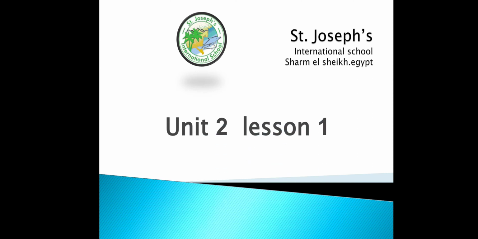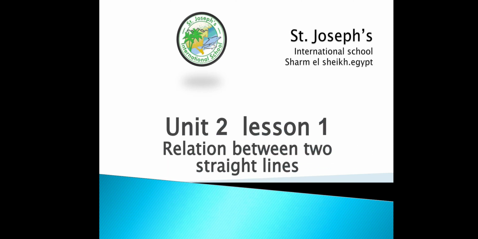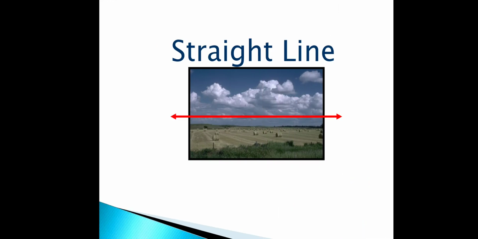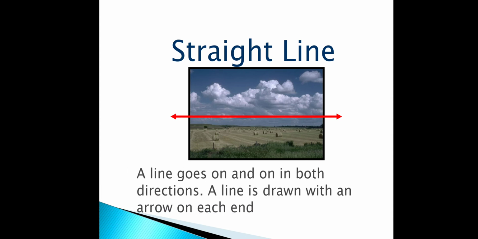Our lesson today is about the relation between two straight lines. Firstly, what is a straight line? A straight line goes on and on in both directions. A line is drawn with an arrow on each end. It has no start point and no end point.